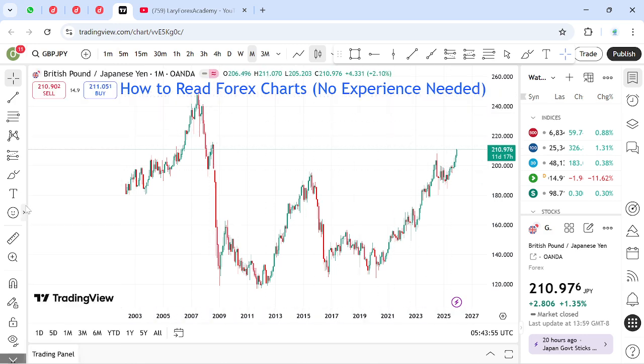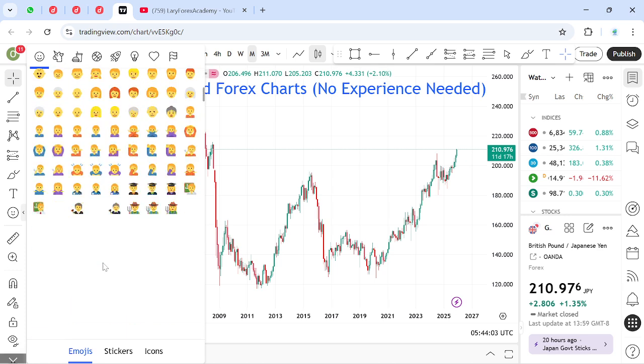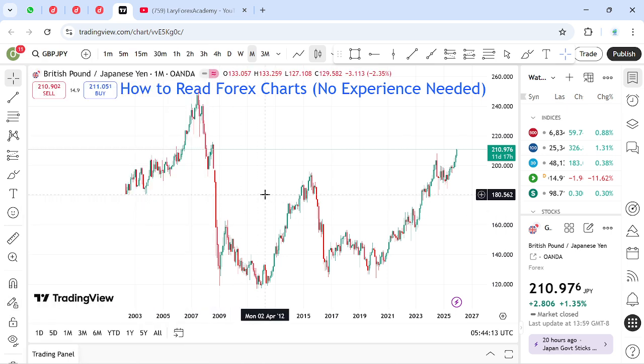And we also have this one, which is the different emojis basically. Then we have the next one, the ruler. We have all of these different tools. They just help you to analyze the market and pick better information off of the chart.